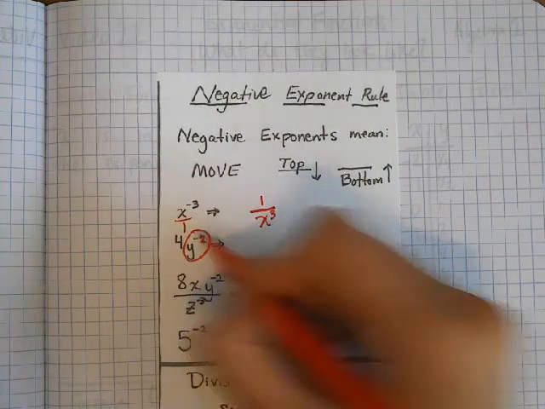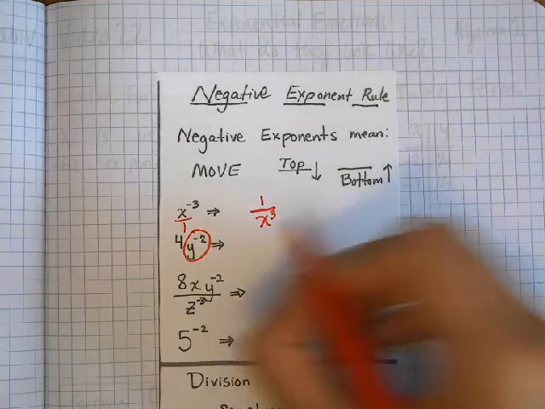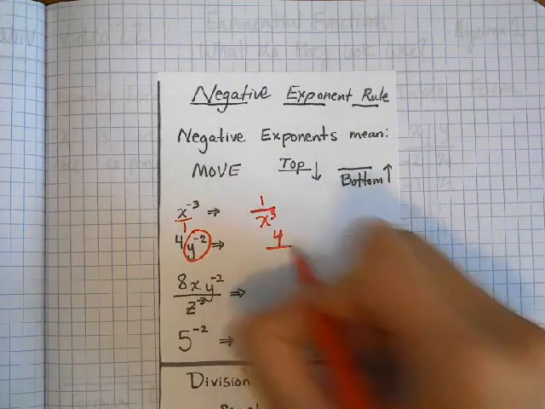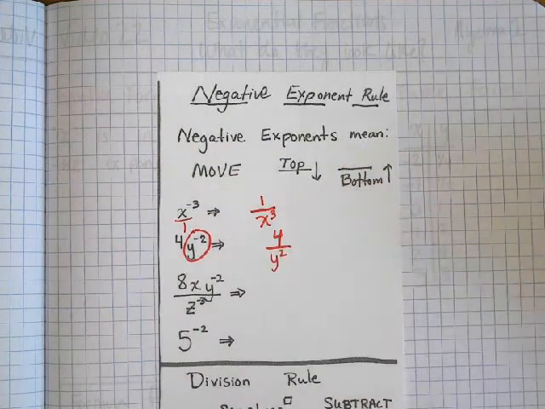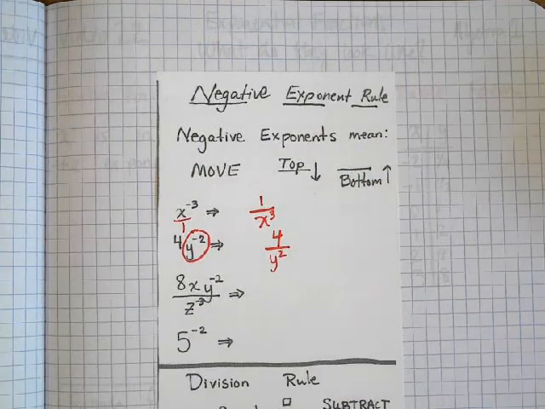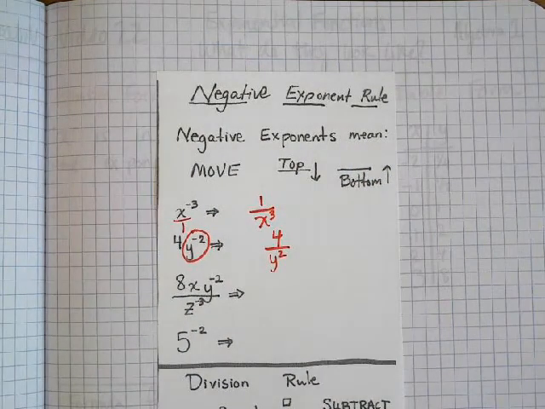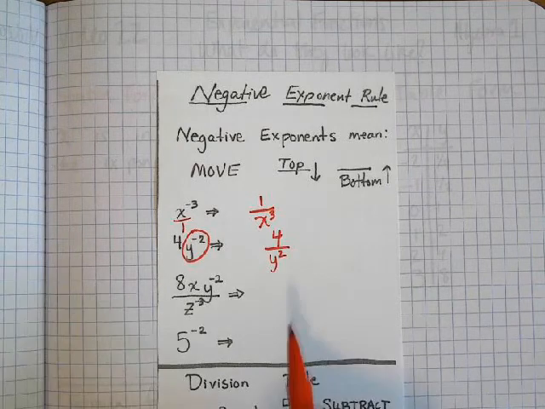Okay, for our next one, just the y is to the negative second degree. So the 4 is going to stay on top. It doesn't have to go down. It's going to stay on top, and our bottom is going to move. And our y to the second is going to move to the bottom. And when you move it, you get rid of the negatives.